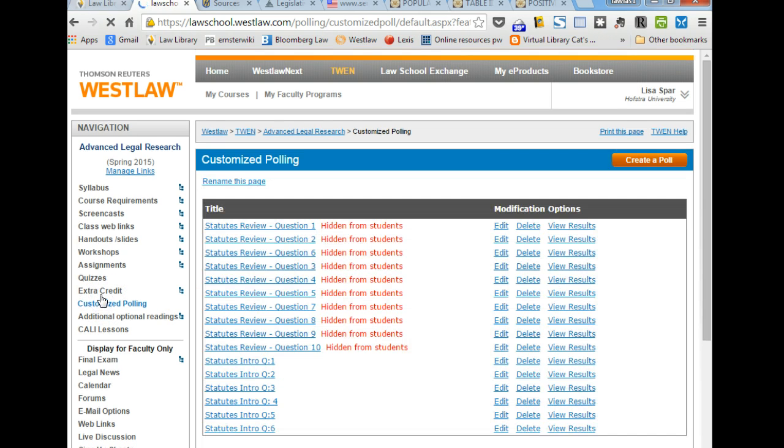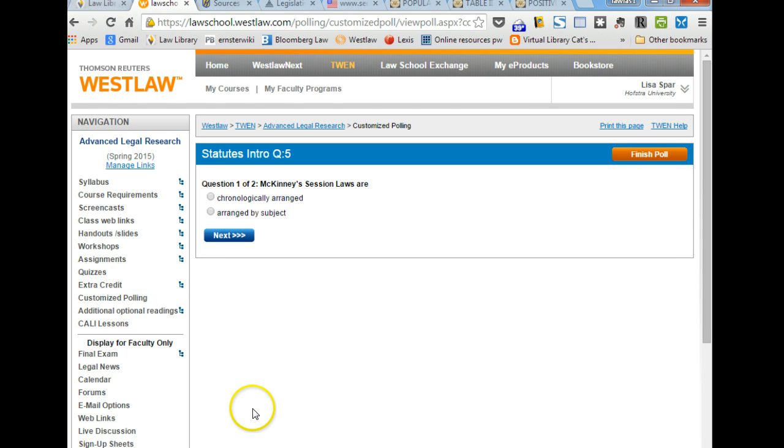So, question 4, just a couple more. And I know we're repetitive, but again, if you understand this and sort of internalize it, everything moving forward is going to make a lot more sense. So, McKinney's session laws are chronologically arranged by subject. United States Code annotated is chronologically arranged by subject.